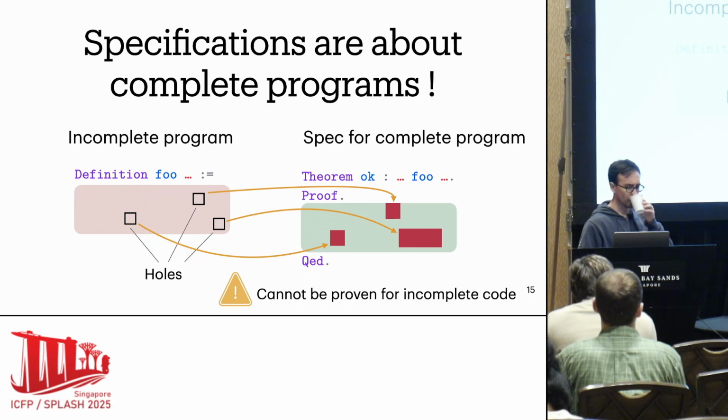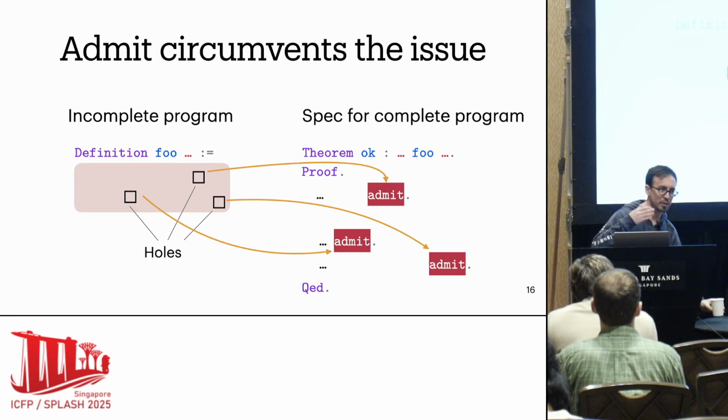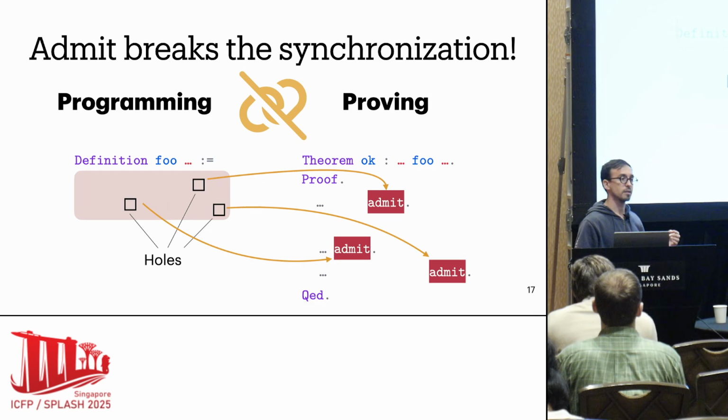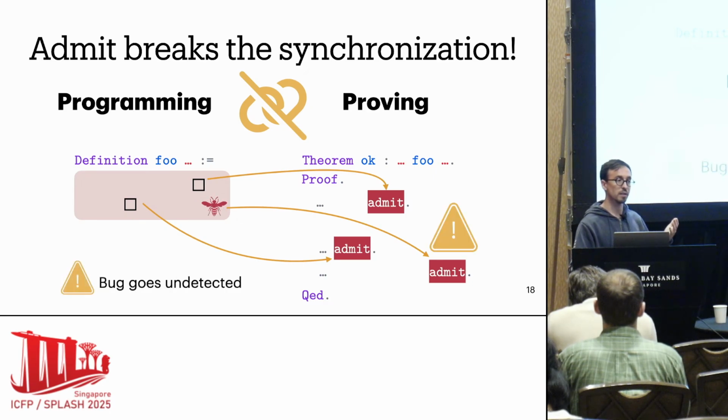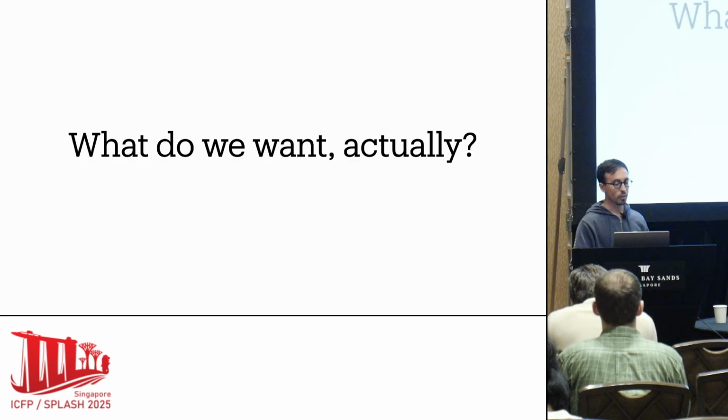And so one alternative is to try to circumvent this. The easy way is, for instance, in Rock we could use the admit tactic and just skip the proof and do nothing. But this is effectively breaking this synchronization between programming and proving, because now any change in the code is not reflected with a change in the proof. And so the issue is that, for instance, we could introduce bugs and we don't see them reflected in the proofs, among other things. And so what do we do with this issue?